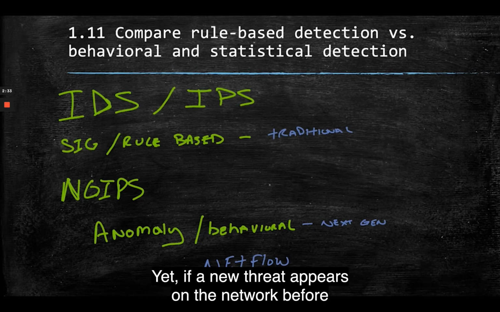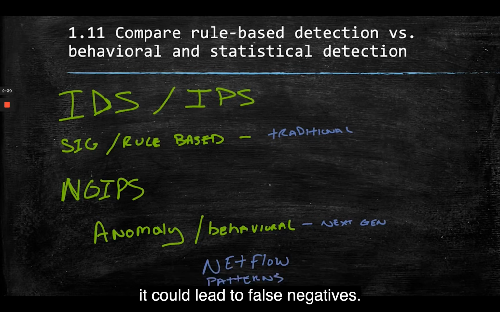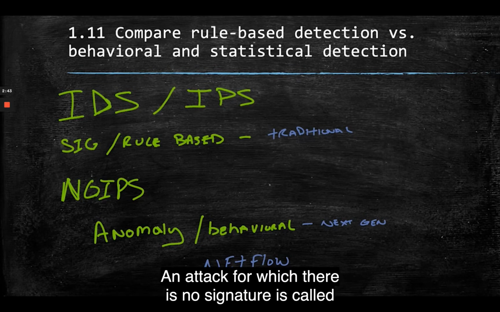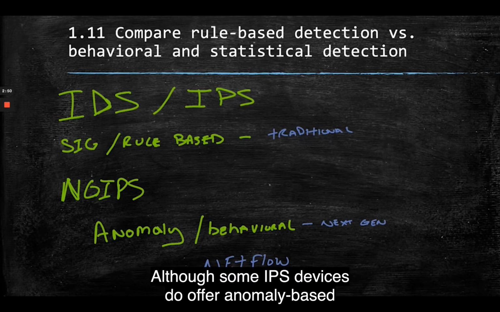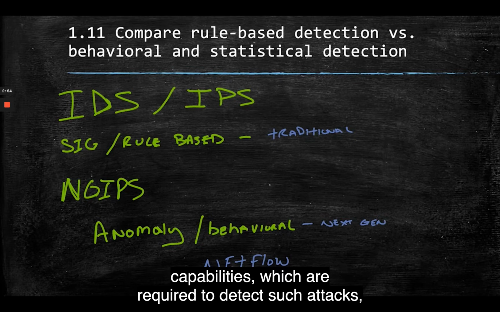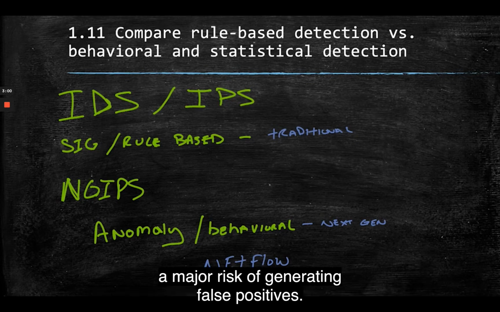Yet, if a new threat appears on the network before a signature is created to identify the traffic, it could lead to false negatives. An attack for which there is no signature is called a zero-day attack. Although some IPS devices do offer anomaly-based capabilities, which are required to detect such attacks, they need extensive manual tuning and have a major risk of generating false positives.